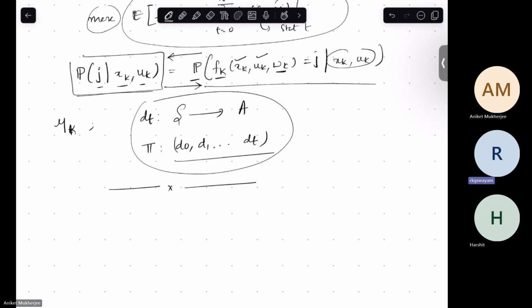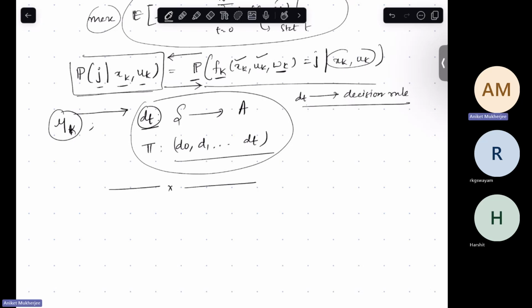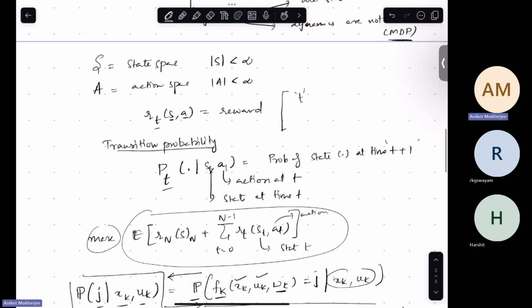So what are these notations, dt and pi here? dt is similar to mu k. Mu k was a strategy that we were discussing just now in stochastic control. dt is also a function. I will call dt a decision rule. This is also a function which takes states and maps to your action space. So dt basically takes xt and gives you at in this setting.